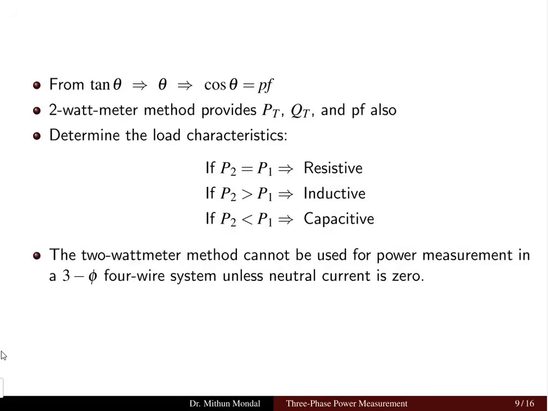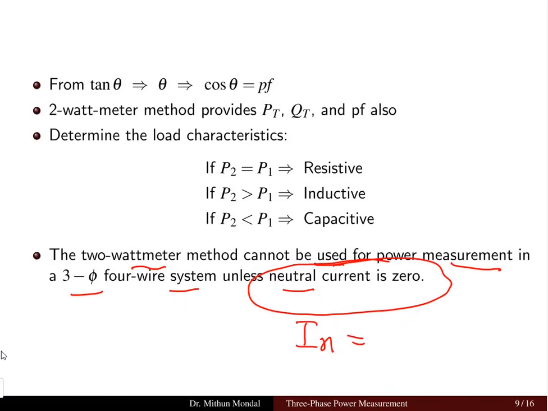The two-wattmeter method cannot be used for power measurement in a three-phase 4-wire system unless the neutral current is 0. So neutral current has to be 0, then only we can use the two-wattmeter method. So the meaning is the system has to be balanced. If the system is not balanced, you will not get the neutral current to be 0.